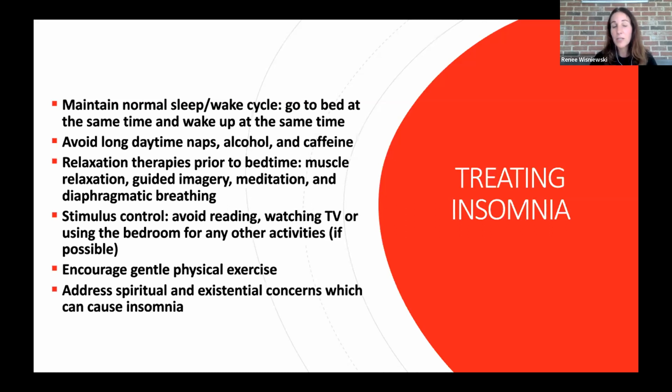Gentle physical exercise, again, that's a prevalent theme throughout these supportive treatments. If a patient's able to do just simple stretching or walks, that can be helpful in maintaining a normal sleep-wake schedule. Also manage constipation and fatigue, and then address spiritual and existential concerns, which can cause insomnia.